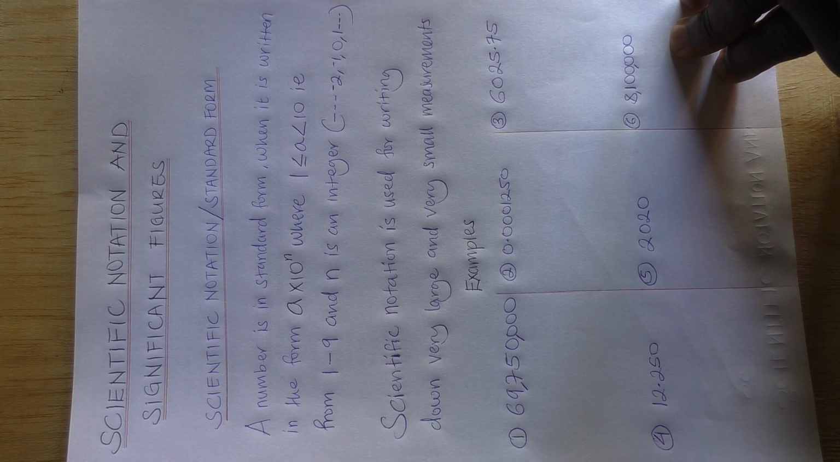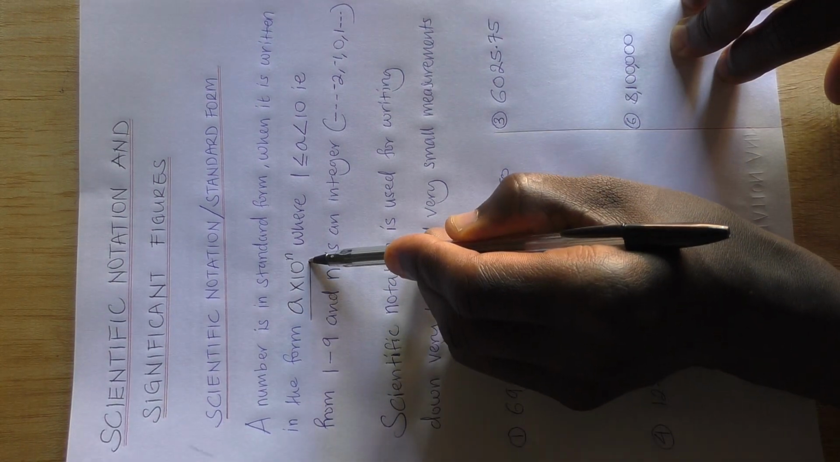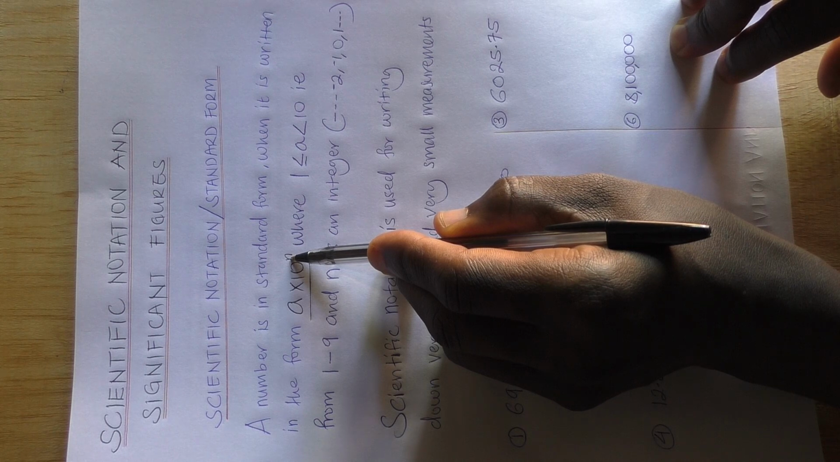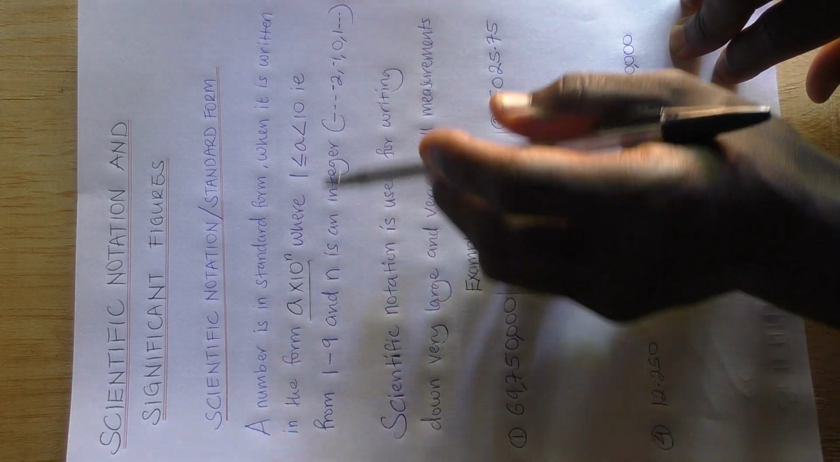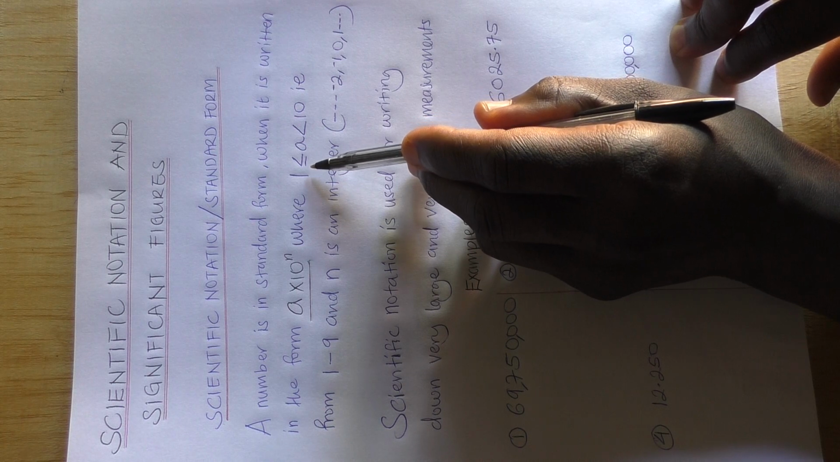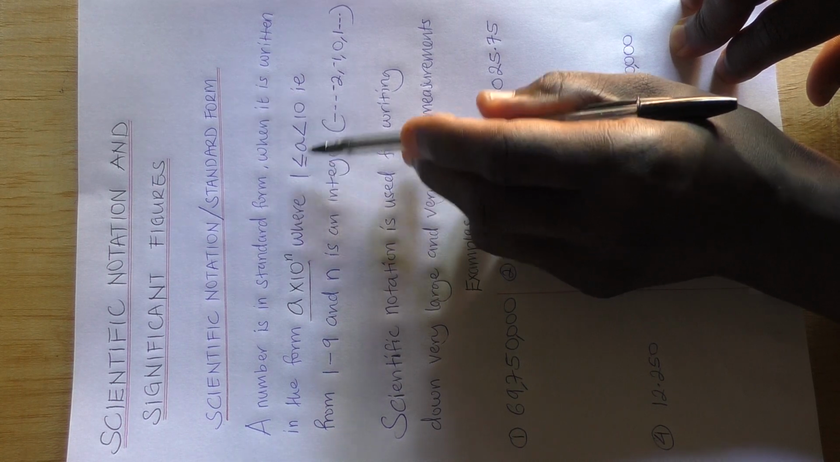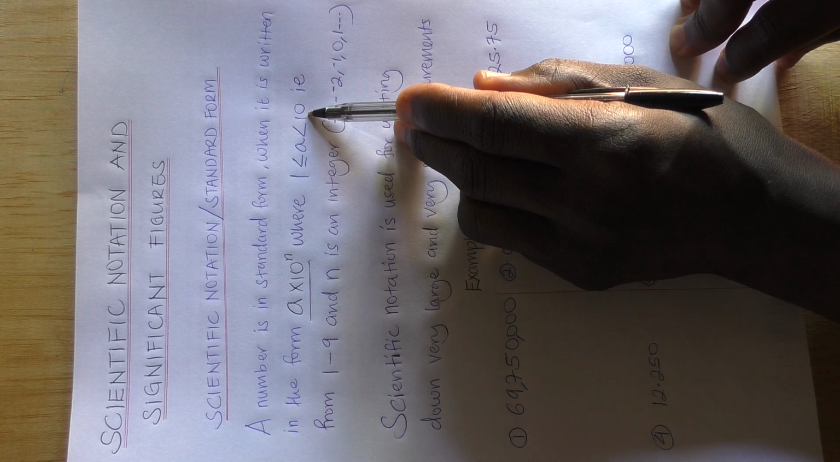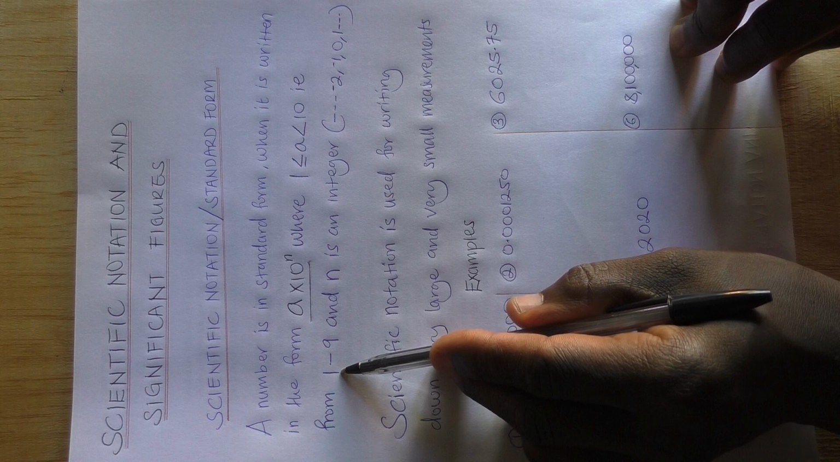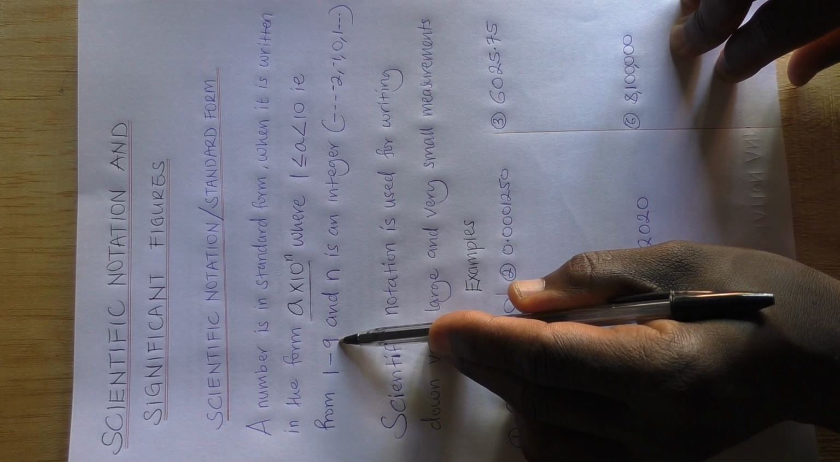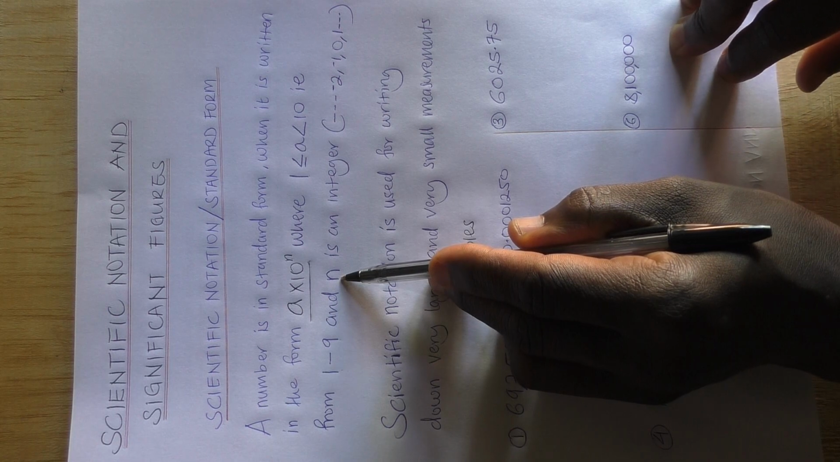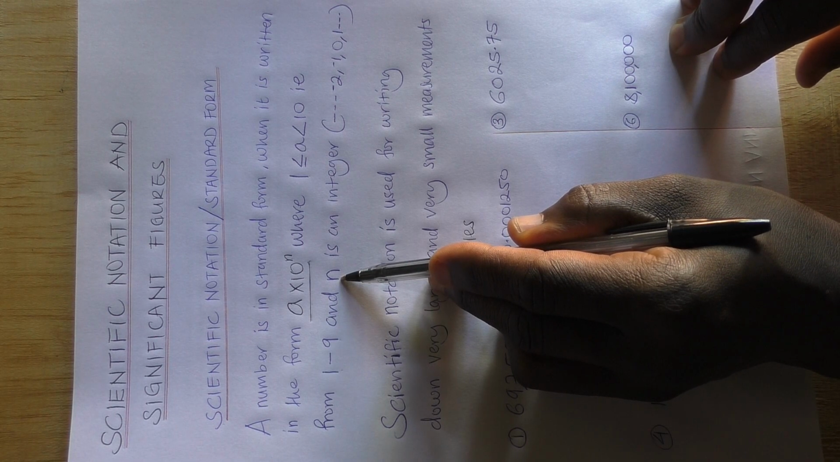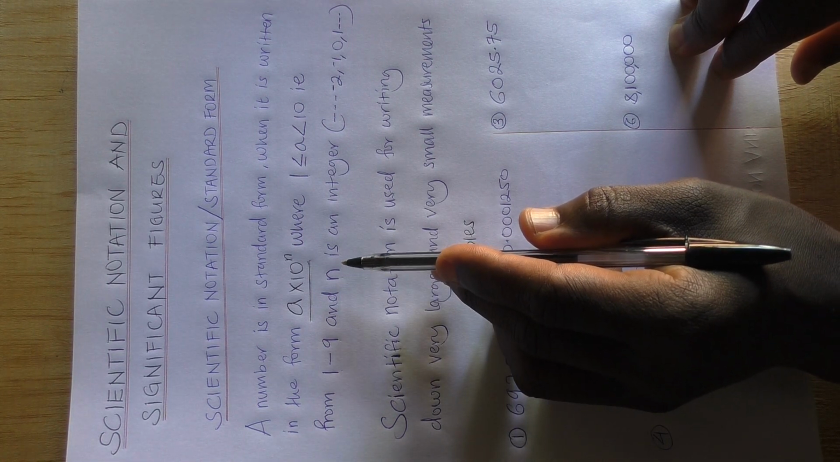A number in standard form is written in the form of a times 10 power n, where a runs from 1 to less than 10, i.e. that is from 1 to 9. And n is an integer which can be a negative natural number or 0.